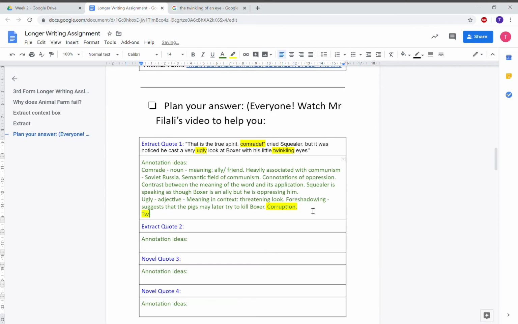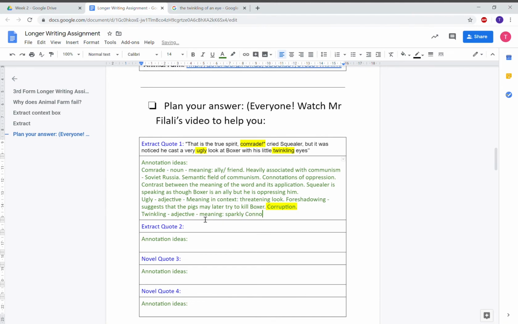Lastly, we have the word twinkling. Uh-oh, don't want that highlighted. Hang on, close your eyes, everyone. Open your eyes, everyone. Twinkling. Twinkling is an adjective. Oh, not twingling. That's not a word. Ignore me. Twinkling is an adjective. Its meaning is to be sparkly, to sparkle. So he has sparkly eyes.